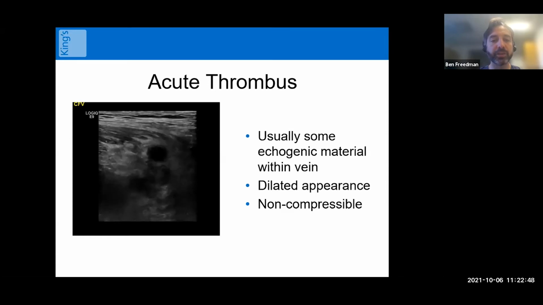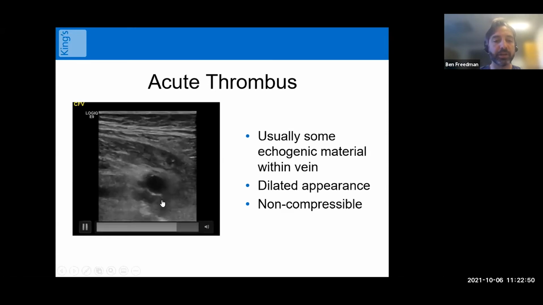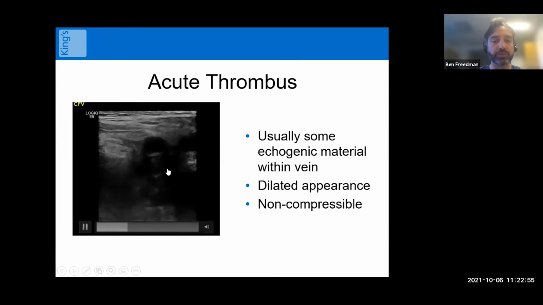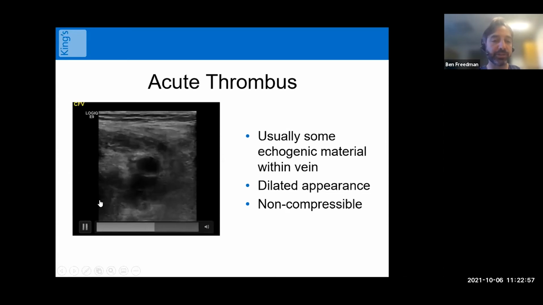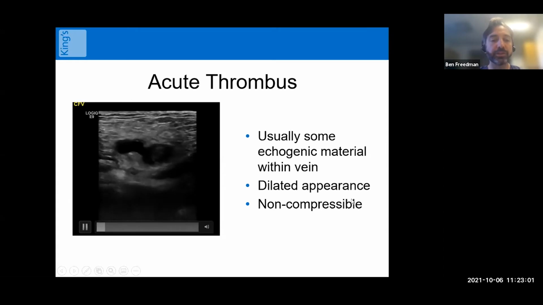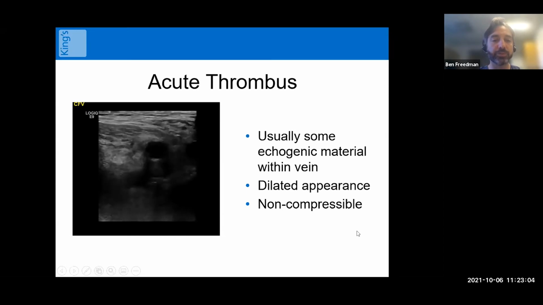Here you can see the common femoral vein underneath, they're not compressing, and you can make out some sort of what we call echogenic. That means it's generating echoes on the image underneath there, and you can see quite clearly that's a thrombosed common femoral vein.